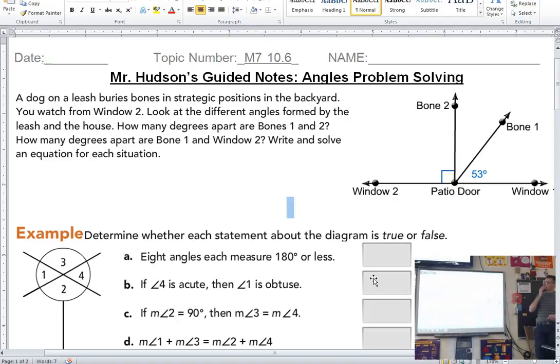So my dog goes out, buries one bone 53 degrees off this angle. And let's say we had the dog tied up. We can see the rope. We can measure the angle. I don't tap my dogs though. From bone 1 to bone 2, we want to say how many degrees is that? So we're going to use the same techniques that Andrew and Justin just helped us with in the last notes.